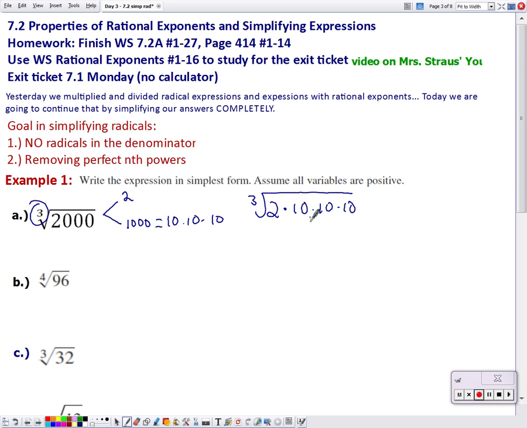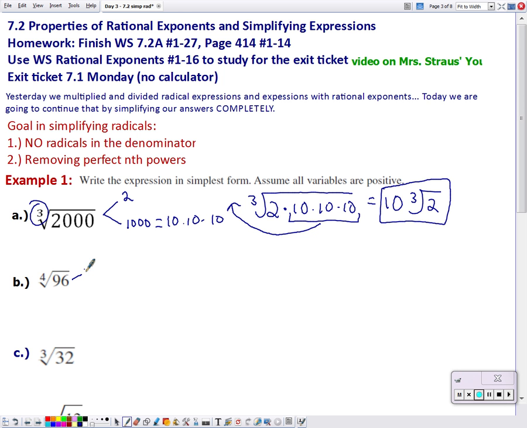And just like with simplifying a perfect square, here's my perfect cube. The cube root of 1,000 is 10, so it comes outside the radical, and the 2 is remaining inside the radical. So my final answer is 10 times the cube root of 2. Letter B, the fourth root of 96.